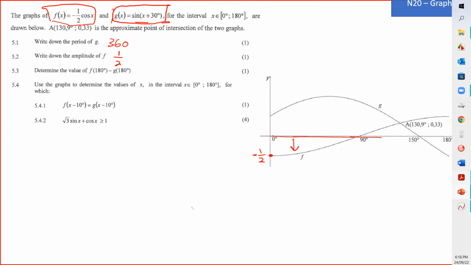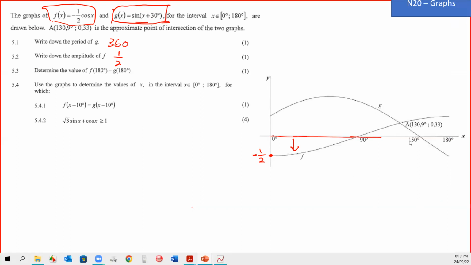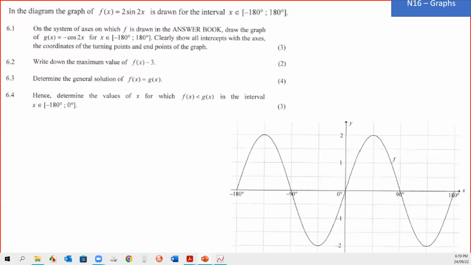Determine the value of f(180) minus g(180). So let's go to 180. If we look at 180, they don't give us the value. So the way we're going to work it out is to actually substitute. In other words, if I take the value of f, sorry about that, I just want to get my PowerPoint jumped.